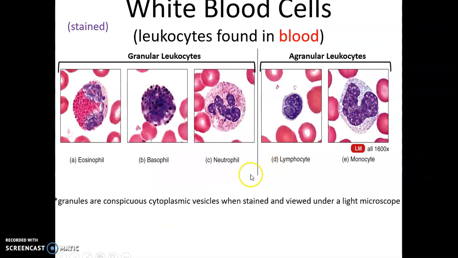So here they are, as seen under a light microscope. The eosinophils, basophils, and neutrophils, which are the granular leukocytes, and the lymphocytes and monocytes, which are the agranular leukocytes. And they are awfully pretty in color for something called white blood cells, and that's because blood slides are stained in order to allow you to see some of the features of these white blood cells. The granular leukocytes are called that because you can see these granules in the cytoplasm. The agranular leukocytes, you don't really see them.